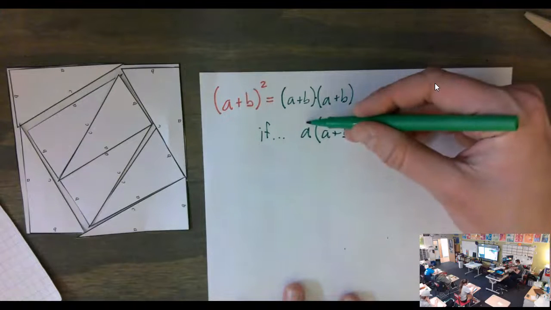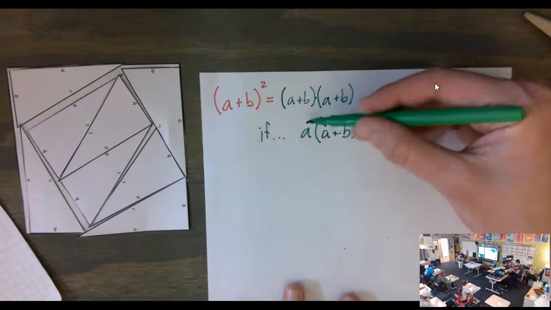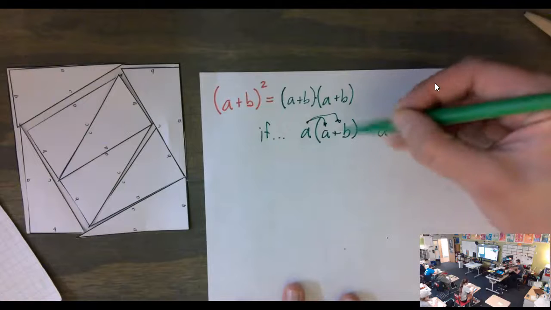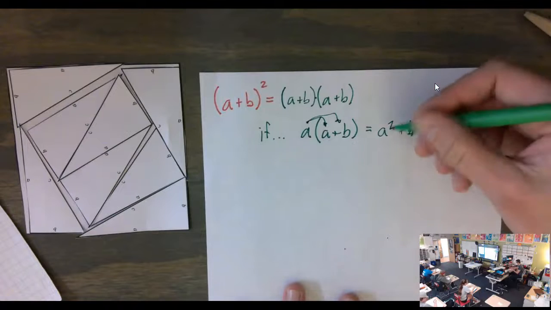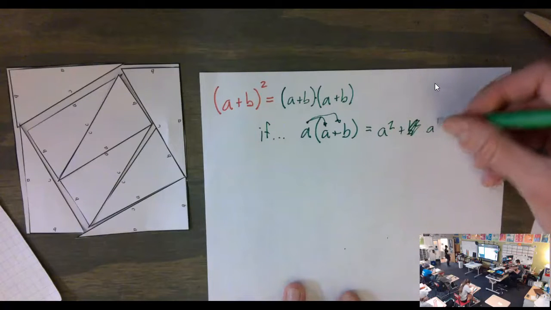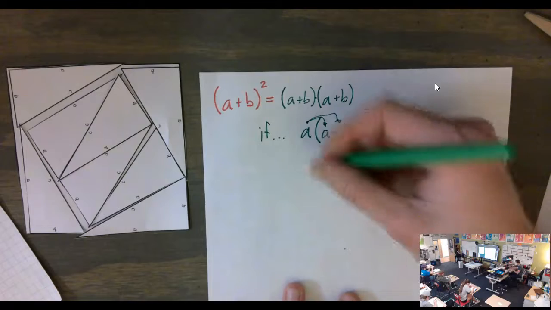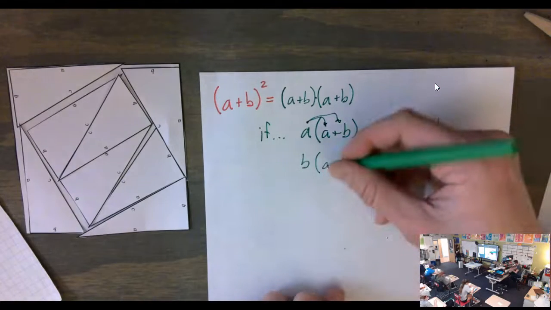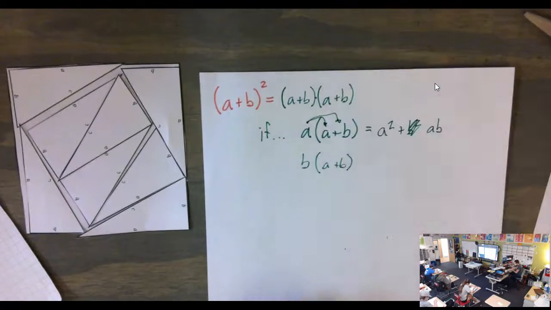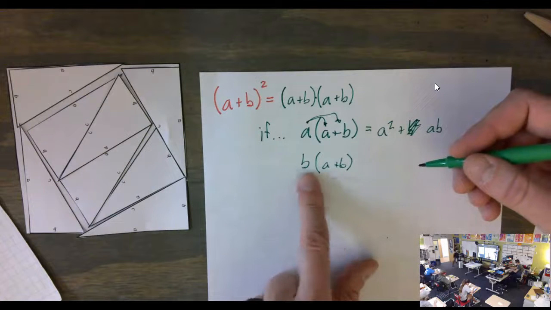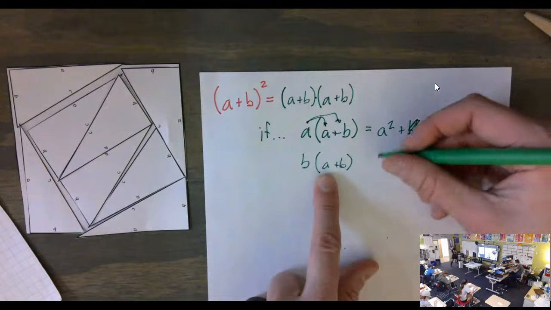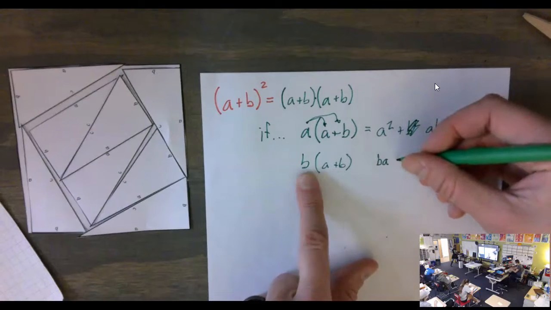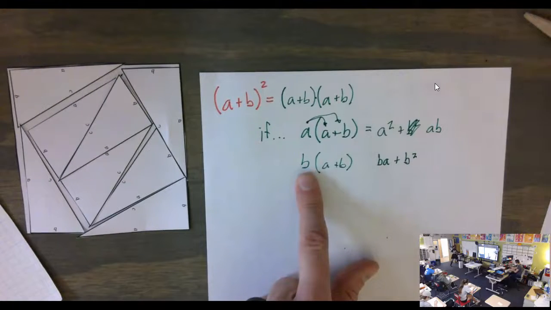So when a multiplies by this binomial, I have two different variables. So a squared plus ab. Now wait. If I just did b times a plus b, what would I get? Ba plus b squared.